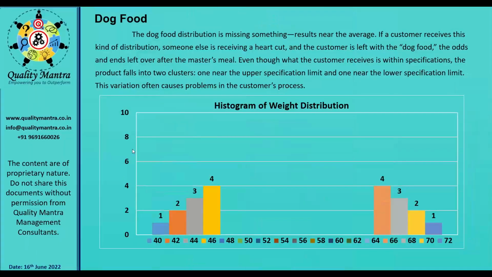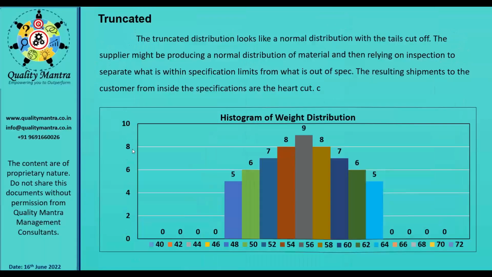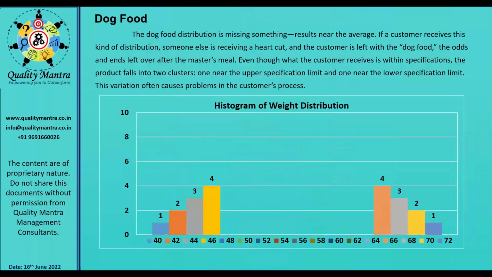Then dog food. Now tell me what happens, because the supplier has produced the material. He has the material near the lower specification and upper specification also. But when he sends the segregated material to one of the customers, whatever is remaining is nothing but dog food, and he is going to send it to some customer, and that customer needs to check.